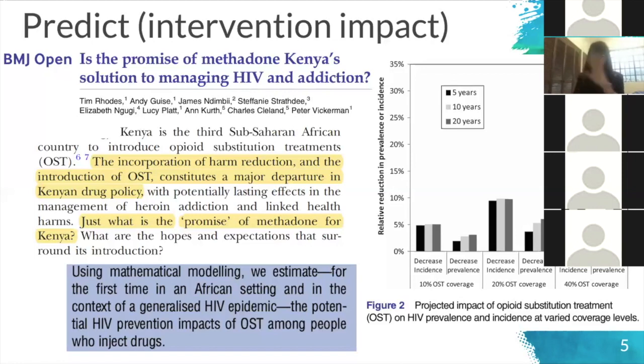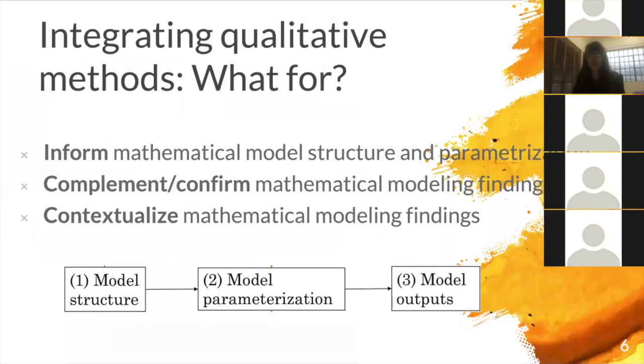So that was just to give you a feel of the use of mathematical modeling. And now I'm going to try to show you how incorporating qualitative methods in this context can be of use. So what for? Qualitative methods can be used to, one, inform mathematical model structure and parameterization, two, to complement or confirm mathematical model findings, and three, to contextualize mathematical model findings.